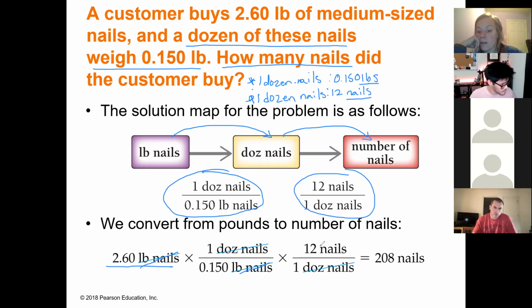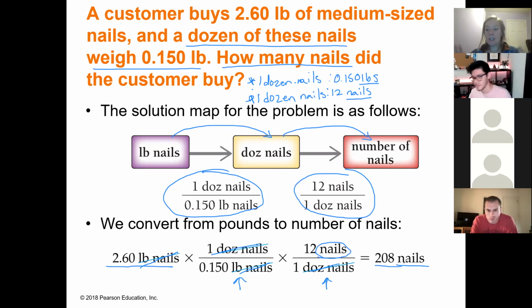And then we're going to use that second conversion factor that says, for every 1 dozen nails, we get 12 nails. Again, the first one is customized, unique to the problem. This one is just a definition conversion. We know that a dozen is always going to be 12. So when we go through this, the dozens will cancel, and we'll be left with units of individual nails, which is what we wanted. And it says it's 208 nails.